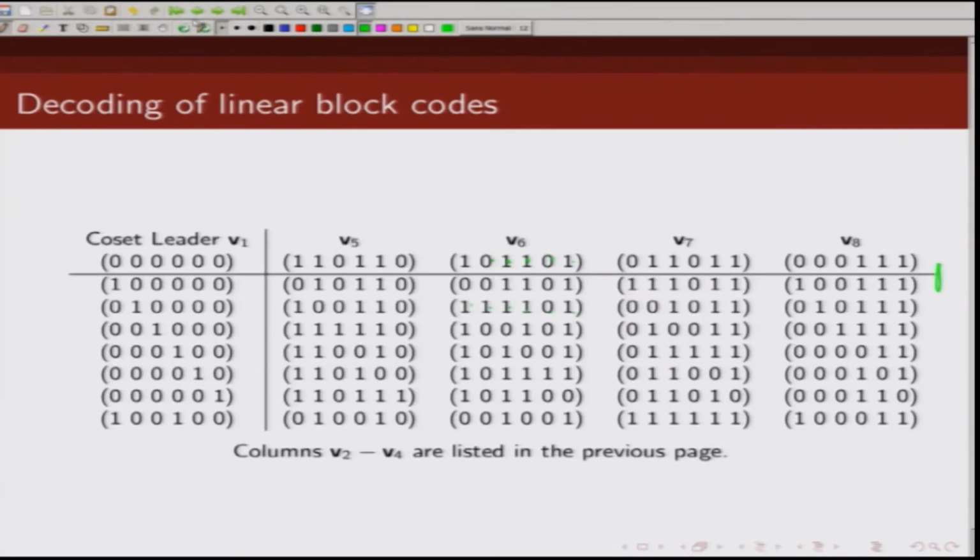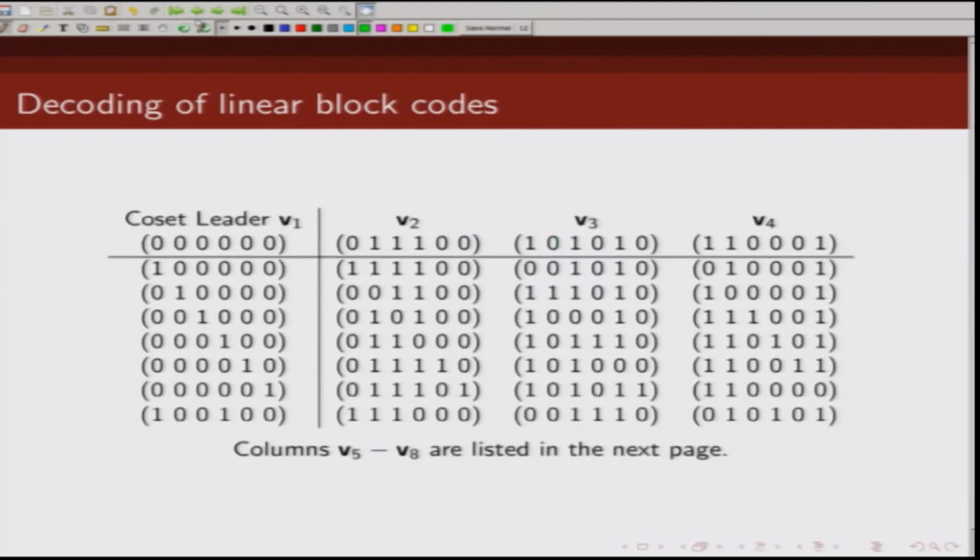If you just go back here, let us say look at this row, the coset leader was this, right, the leftmost entry in the standard array. Now, what happens if instead of choosing this as a coset leader, we had chosen, let us say, this as coset leader, would it have changed the elements of this array? No.